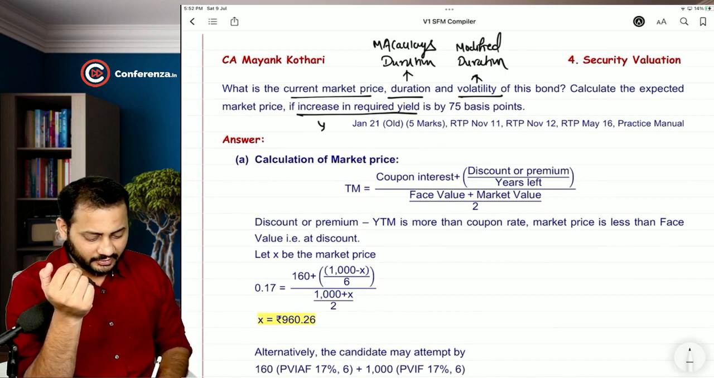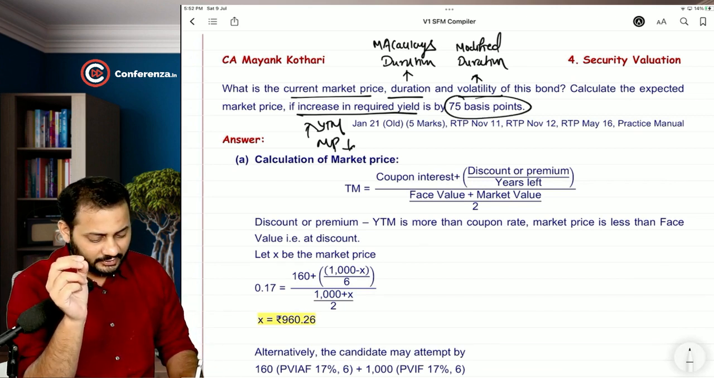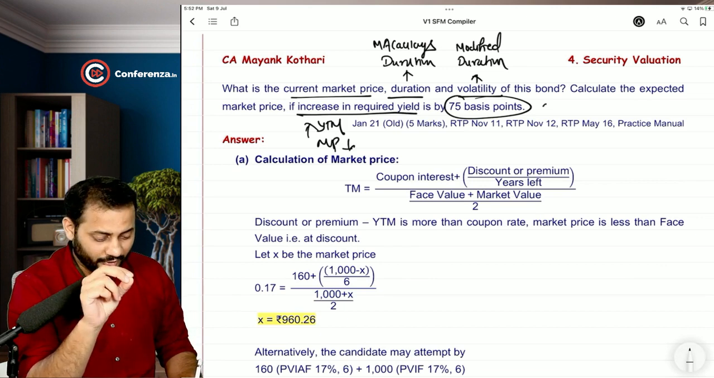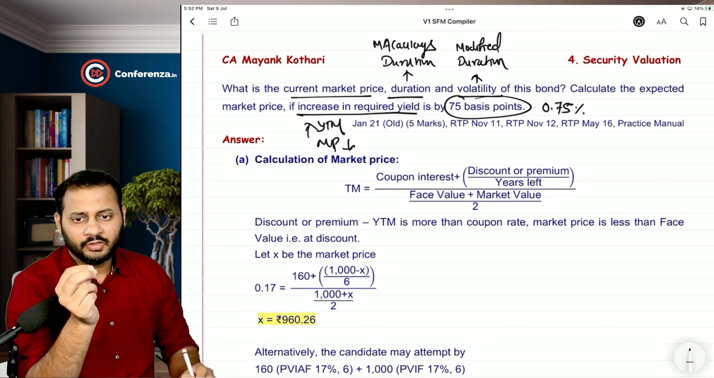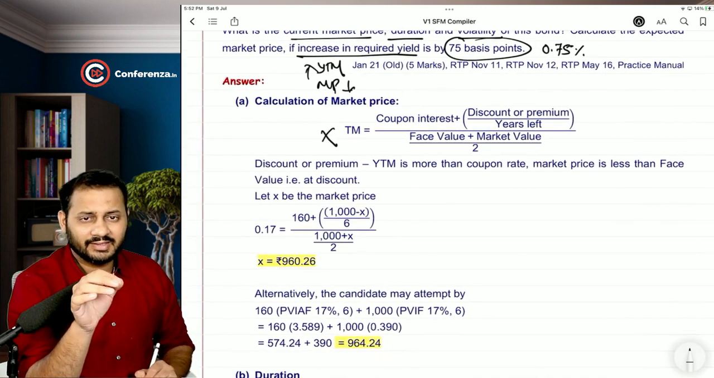Also calculate the expected market price if there is an increase in the required yield. If the required yield, meaning YTM, is increasing, the market price will again fall. So the increase in the required yield is 75 basis points. What does that mean? It means 0.75%.